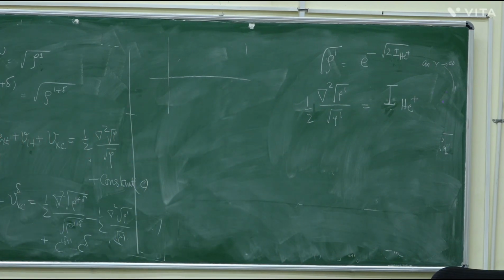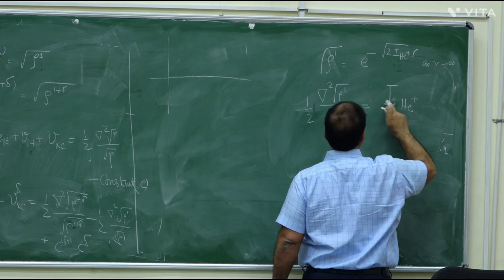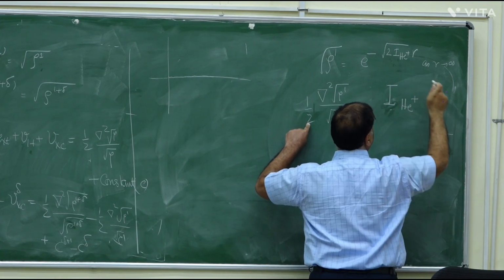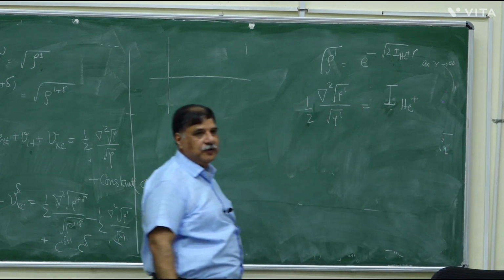You can check that. Del square gives you d2 by dr square. That will give you 2 Ag plus. And the 1 over 2 will give you this. The other term is 1 over R d by dr. The 1 over R term will go to 0 as R goes to infinity.